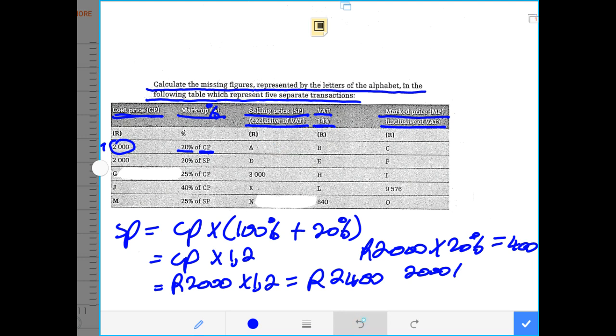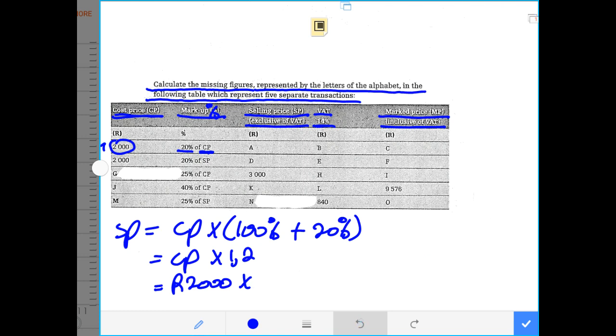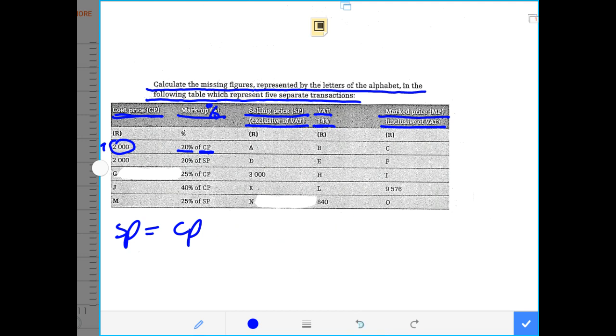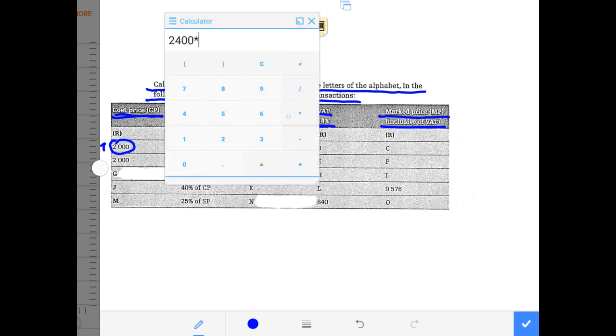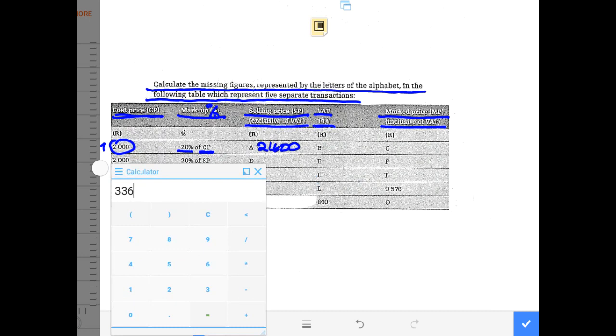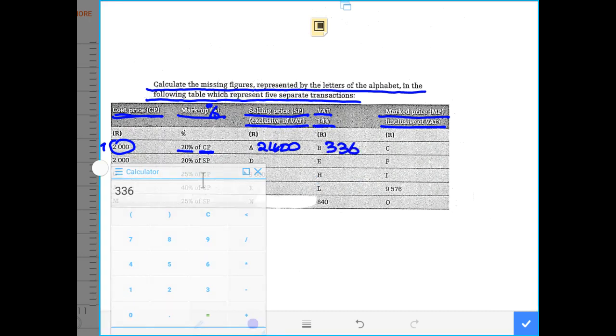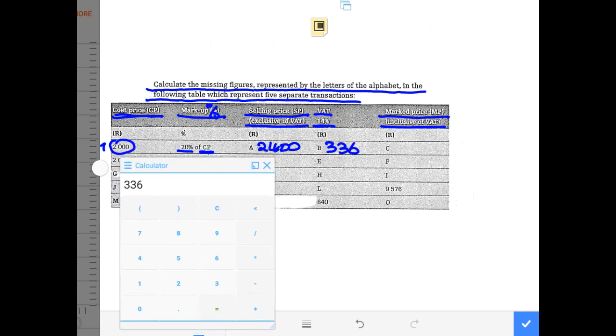And alphabet number B, we are looking for the amount of VAT. The amount of VAT will be 2,400, and we multiply this by 14%. We have 2,400 as the selling price. Therefore, our VAT will be that times 0.14. If we multiply that by 0.14, it will give us a VAT amount of 336 rands.